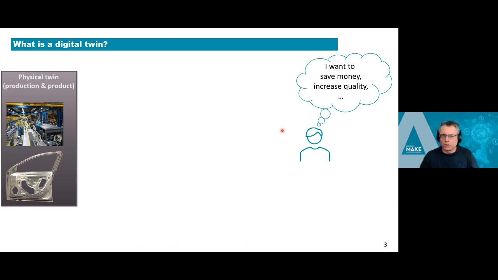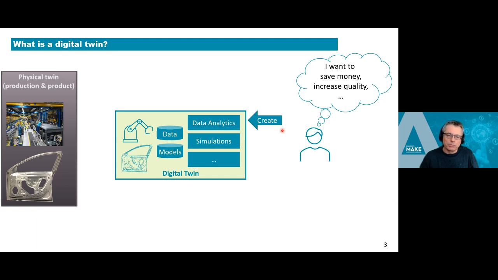When you talk about the digital twin, you are typically thinking about some questions that you want to get answered. For instance, I want to save money, or I want to optimize the quality of a certain step in my process, or the quality of the end product. If you have such a question, you are triggered to create a digital twin.